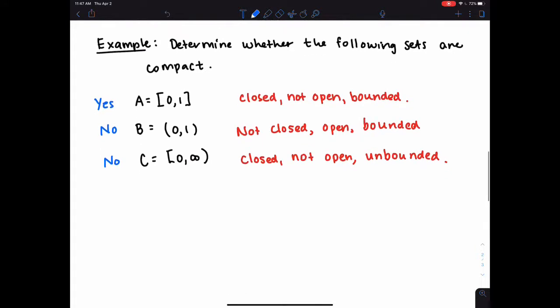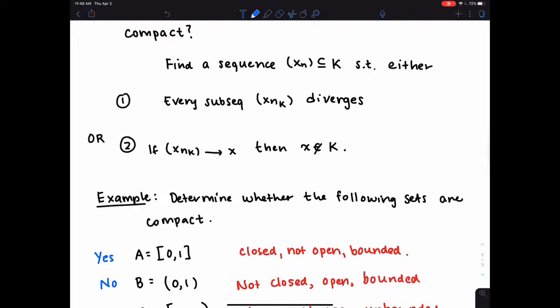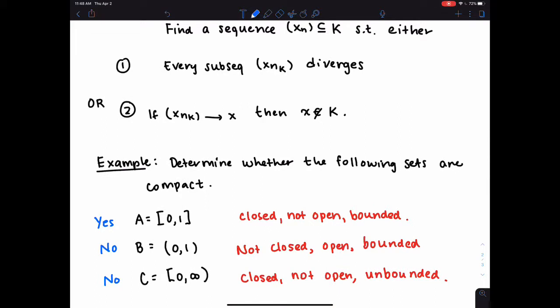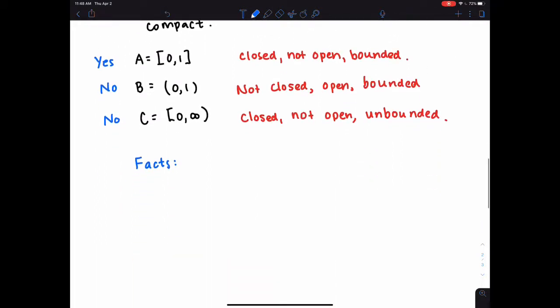There are some important facts that are going to be helpful for us as we try to prove that a set is not compact. Because remember what we said we had to do. If a set is non-compact, we're either going to have to argue that every subsequence diverges, or we're going to have to argue that every convergent subsequence is going to go to an element outside the set. That first one, trying to argue that every subsequence diverges, we have experience doing that. We know that when you have a monotonic divergent sequence, then we can argue that every subsequence has to diverge as well.